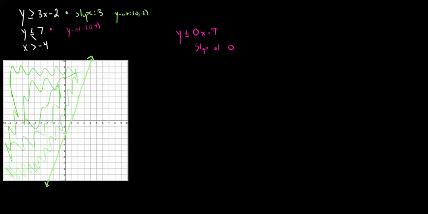So whenever we have y and then equals to or greater than or less than just some number, that's going to be a perfectly horizontal line. Okay, so this is going to be a perfectly horizontal line because y is 7 here, y is 7 here, y is 7 here, y is 7 here. And since it's or equal to, it's going to be a solid horizontal line. Okay, and now in this case, this is y less than or equal to 7. Well, that means we're going to shade below.